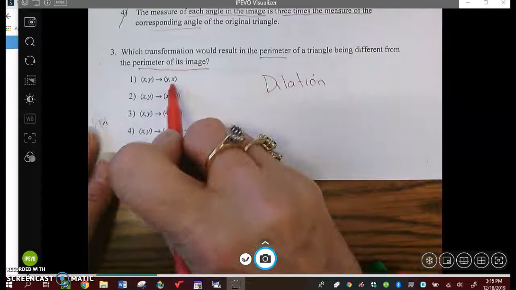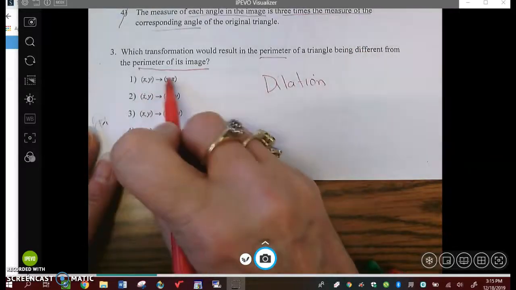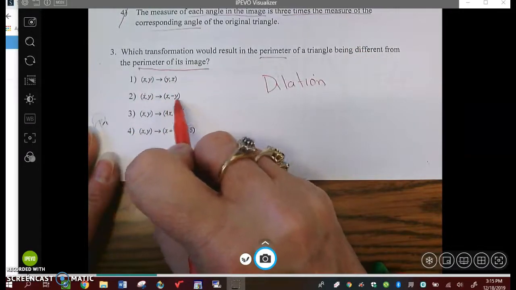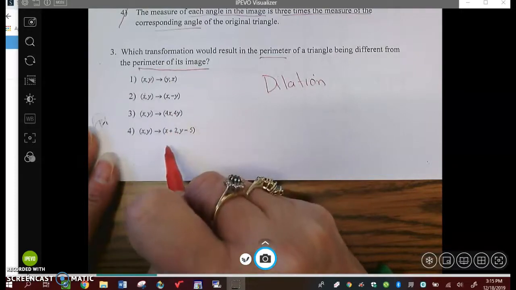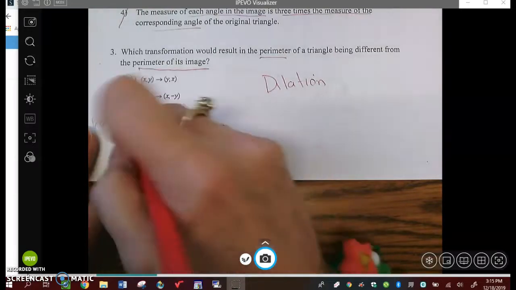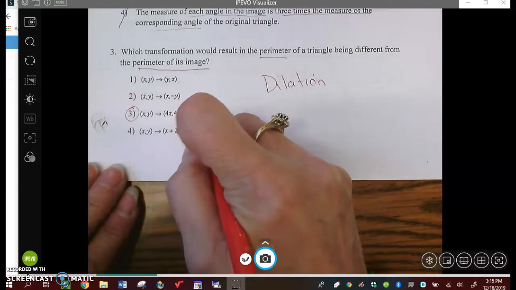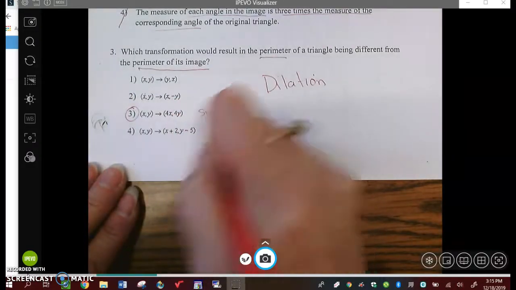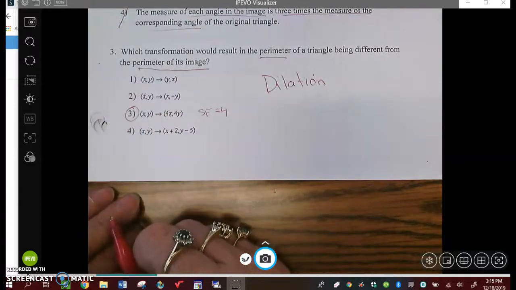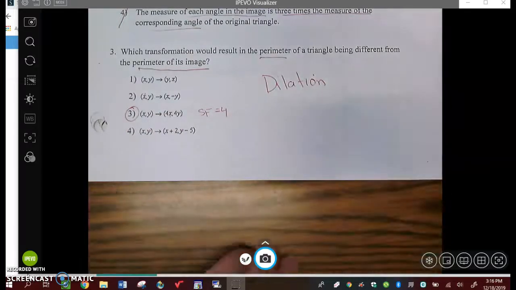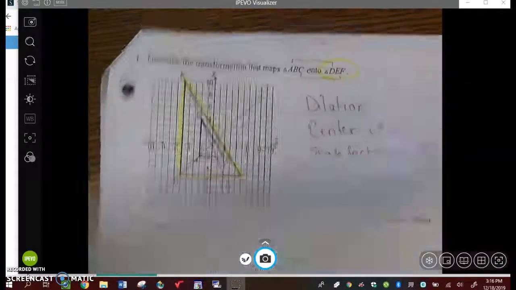So if you look at all of these choices, the point (x, y) goes to (y, x), (x, negative y), (4x, 4y), or (x plus 2, y minus 5). I'm hoping you realize choice 3 is a dilation. Scale factor is 4, and you're multiplying every coordinate by 4. So that's how you answer that question. And then I'm going to flip, do problem 4.